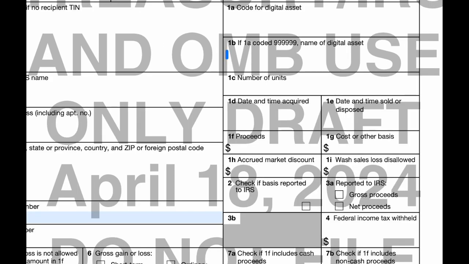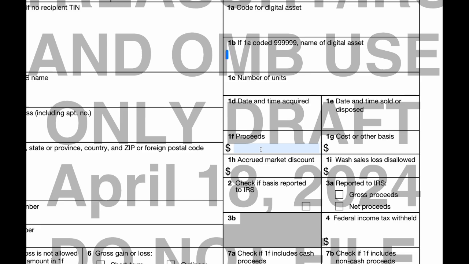One of the first things you're going to notice is that they're going to want a code for the digital asset. You'll notice that they're asking for a number of units, date and time acquired, sold or disposed, proceeds, cost or other basis. What this is implying is that this form is going to have to be generated for every time you do a trade. I don't know about you, but I have clients that have thousands and thousands of trades per year, if not per month. So there's going to be thousands of these reports that are going to be needed.